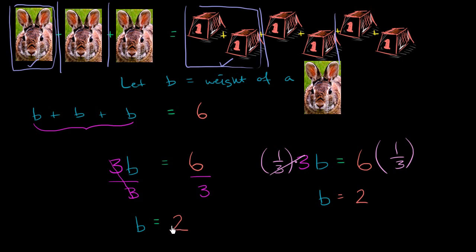So the general idea here is whatever we had multiplying by the b, we divided by that to solve for b. Or you could say we multiplied by its reciprocal, really just a fancy word for 1 over that. But either way, we got that each bunny is 2 pounds.